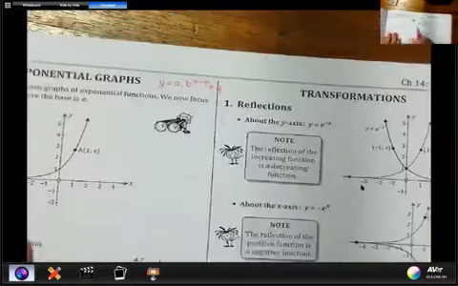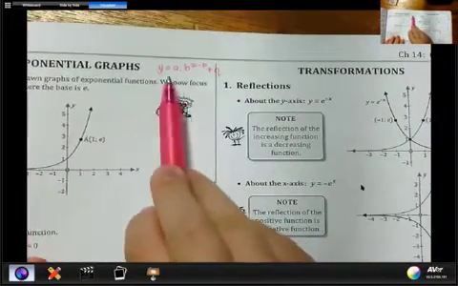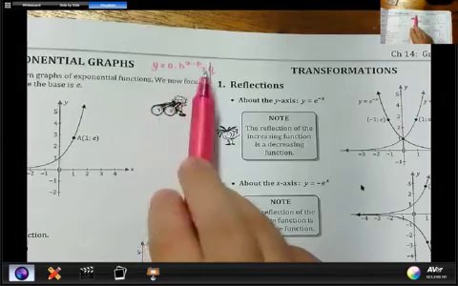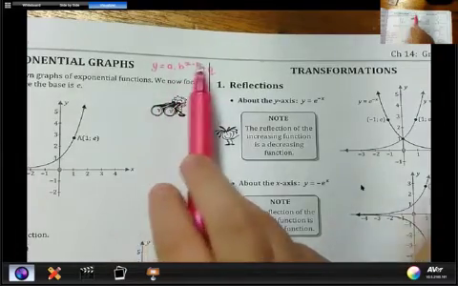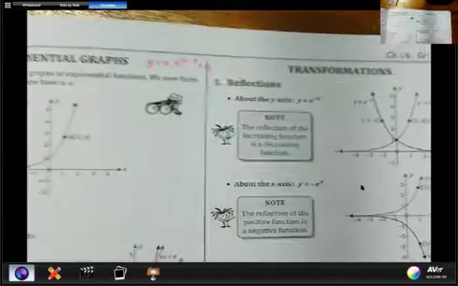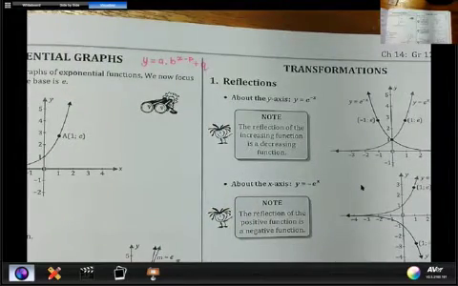All right, we know that the A value will stretch the graph, making it steeper or less steep. The P value will move the graph to the left and the right, and the Q value, which is the horizontal asymptote, will move the graph up and down. So that's what I mean when I say transformations. All right, we also have reflection.